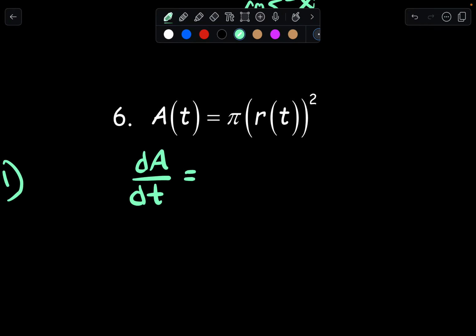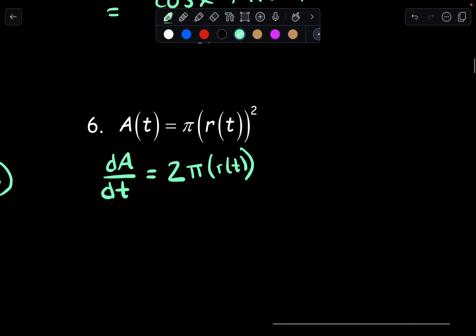Pi is a constant, so that's just going to float around. All right, so we're going to use the power rule for this. So I'll bring down the 2, nothing else changes. Okay, so I have 2 pi times r of t, and that's going to be the power of 1, so we'll leave that alone. But now we have the chain rule.